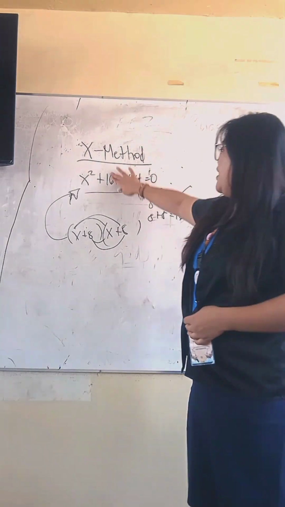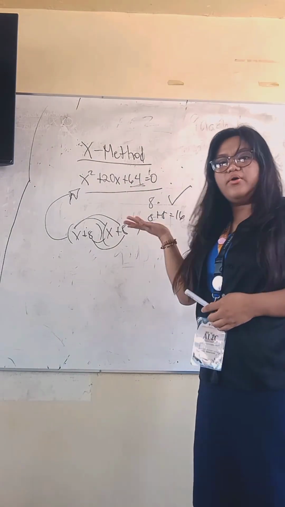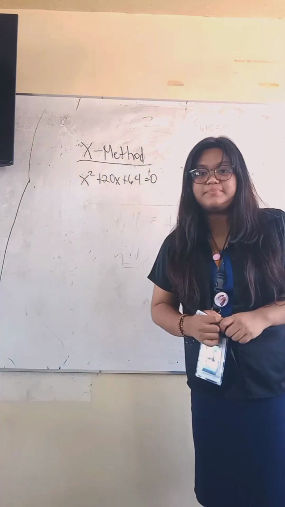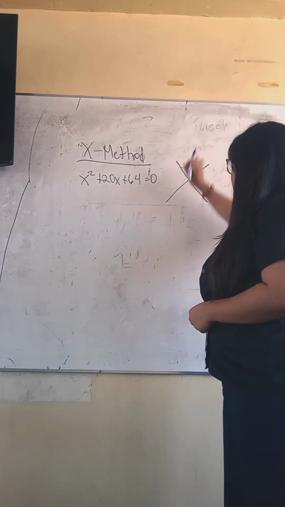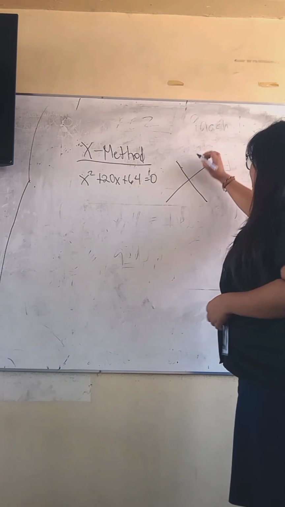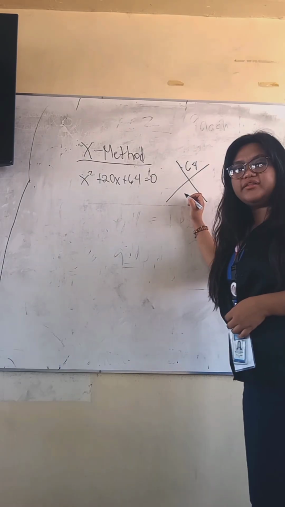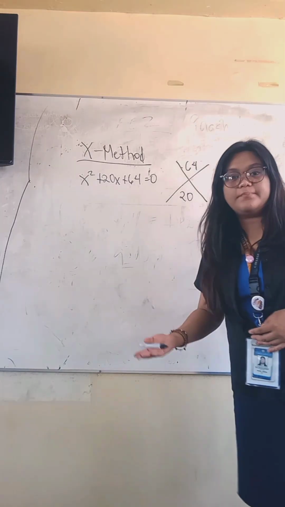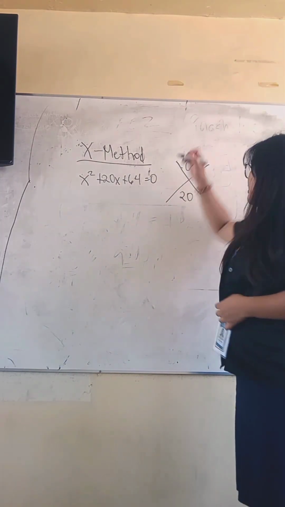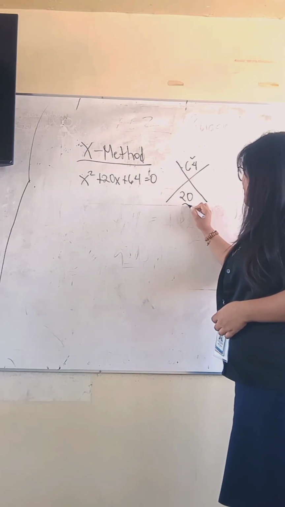But what if we make the second term 20x? How are we going to answer this? In using the X method, we first have to draw a big X on the side. On the top of the X, we will write the third term, which is 64, and at the bottom, the second term, which is 20. And we have to think of two numbers that if we multiply them to each other, it will give 64, and if we add them to each other, it will be 20.